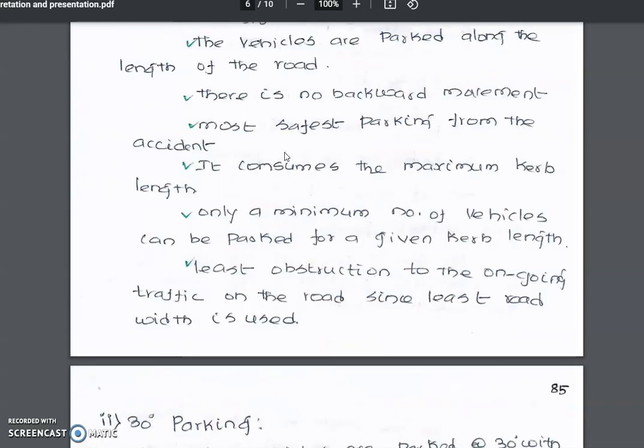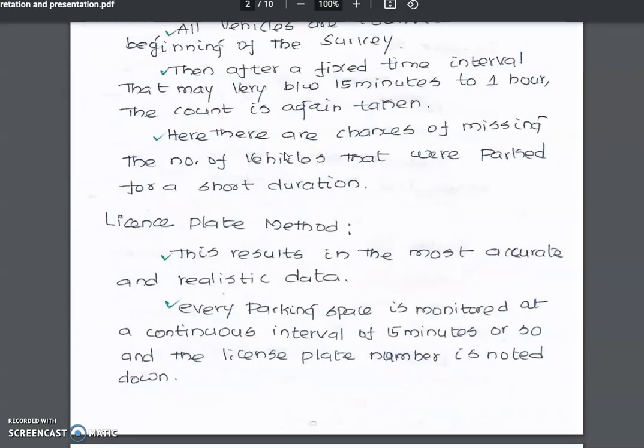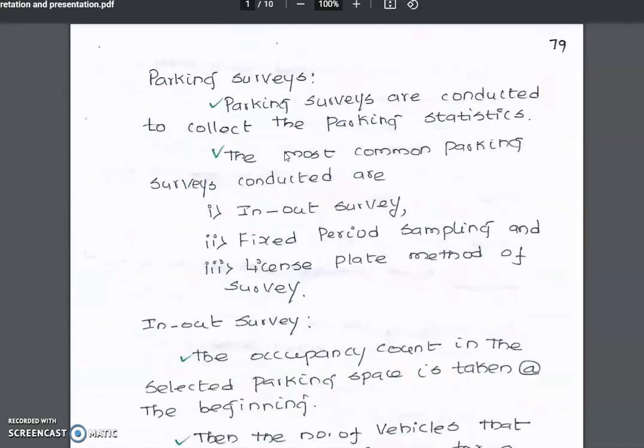So we have different categories of parking system in this area. Now the parking survey. Parking surveys are conducted to collect parking statistics. The most common parking surveys conducted are the in and out survey, fixed period sampling, and the license plate method of survey.